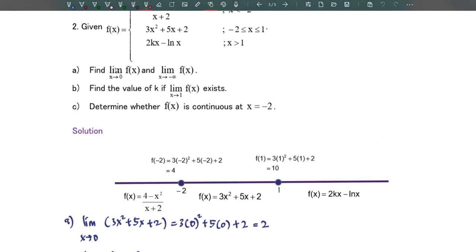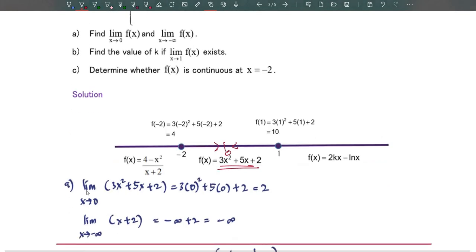So the first one, we need to find the limit of f(x) when x approaches 0. Where is 0? 0 is here. Which means the limit from the left and the limit from the right will use the same function. That's why you can conclude it directly. Limit of 3x squared plus 5x plus 2 when x approaches 0. Substitute the value of 0 and hence the answer is 2.